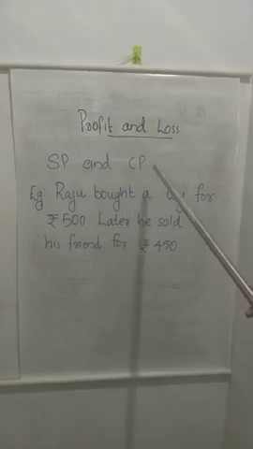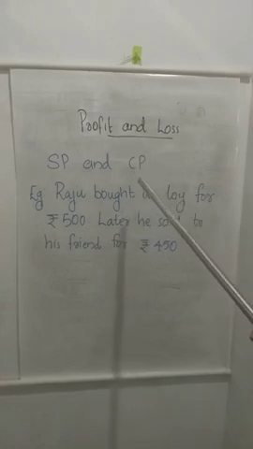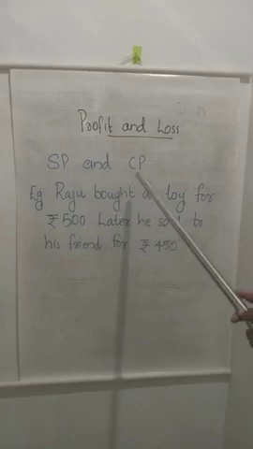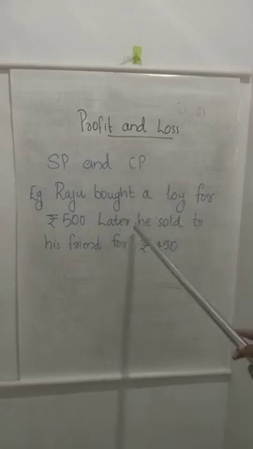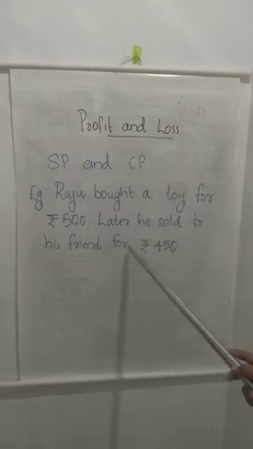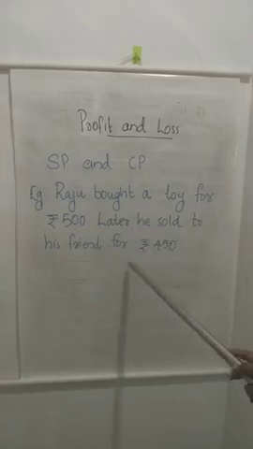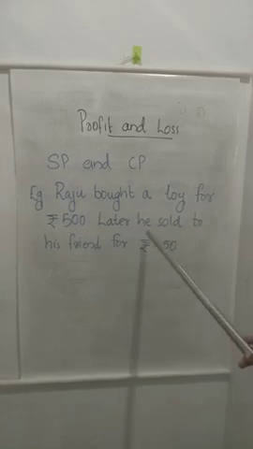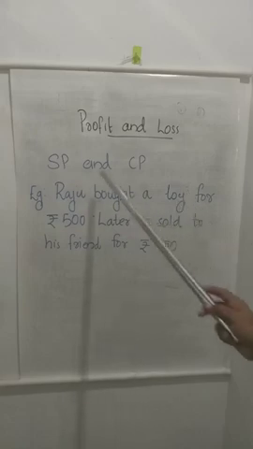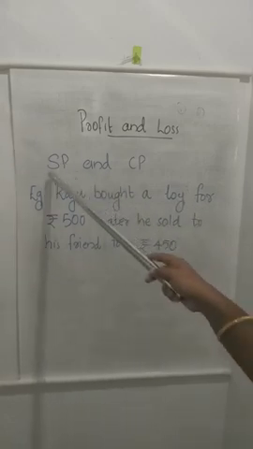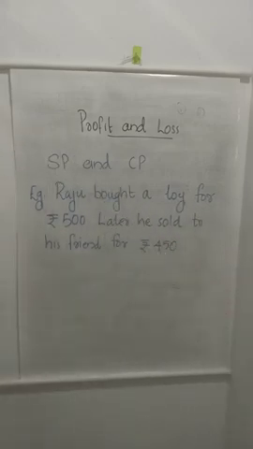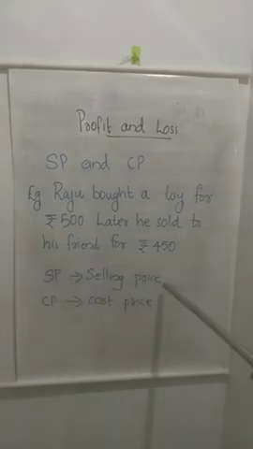CP means cost price. The amount for which we are buying. That is CP. And he sold it to his friend for rupees 450. That means the SP of that toy is 450. So what is SP? Selling price. So SP is selling price and CP is cost price.